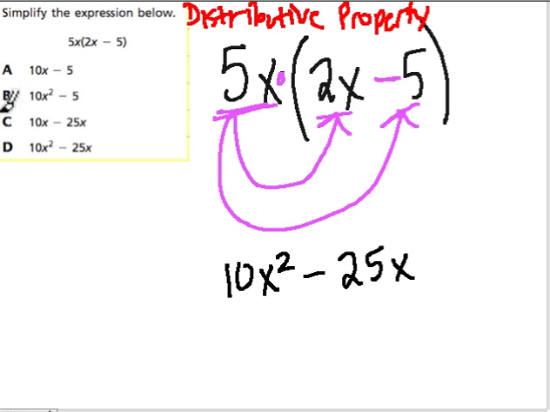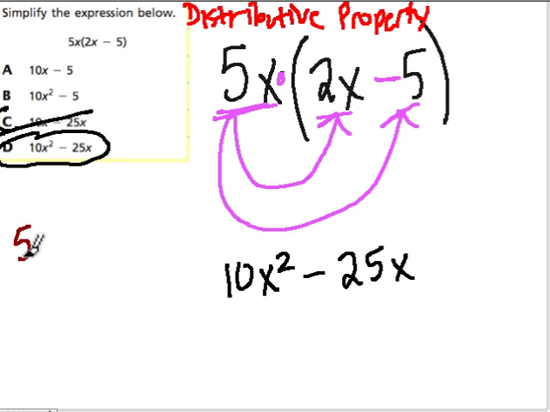So the answer here is C. Oh, not C. C says 10 times x minus 25x. We have 10x squared minus 25x, so the answer is D. Now, where does this come from? What's the idea behind this?